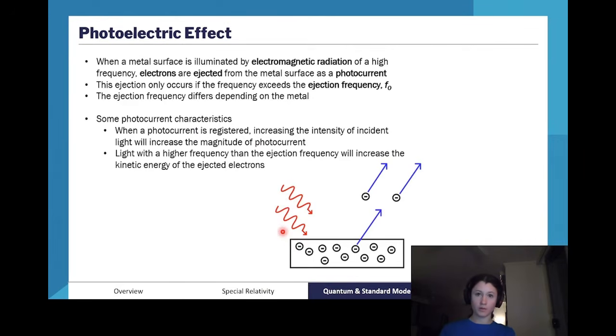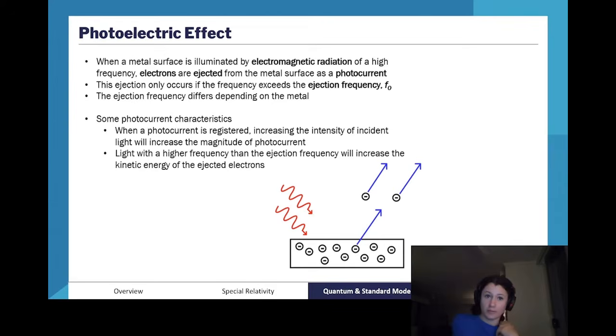So, think about it like this. If we had waves coming in, then the transfer of energy from waves would be continuous, right? The waves are coming in and giving more and more energy to the metal, and the longer the waves have been there, the more the energy will build up. So eventually, even if there is a low frequency, if there's a higher intensity, that energy will build up and the electrons will jump off, right? However, that is not what we see.